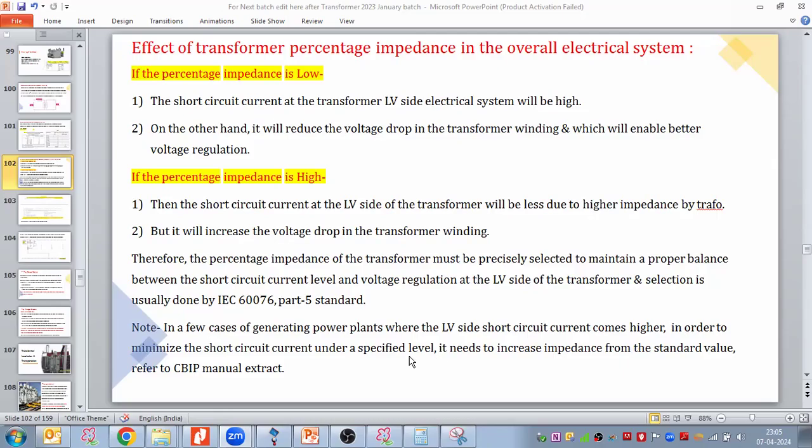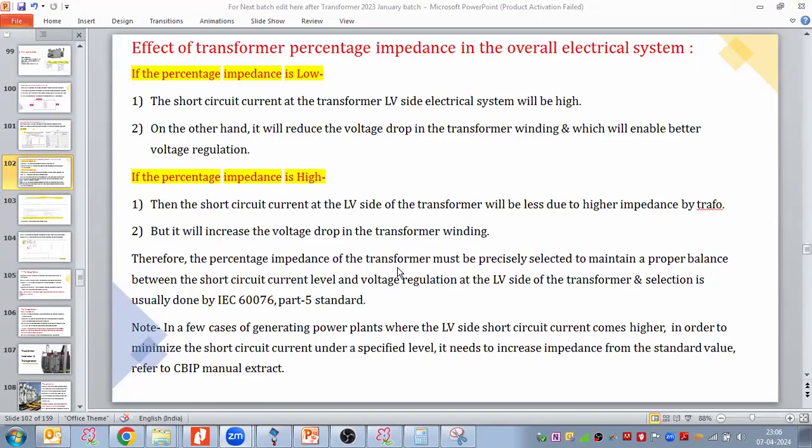Yeah. So if the percentage impedance is high, then the short circuit current at the LV side of the transformer will be less due to the higher impedance of the transformer, but it will increase the voltage drop in the transformer winding. So we have to carefully select the transformer impedance, because if it has some advantages, at the same time it has some disadvantages as well.